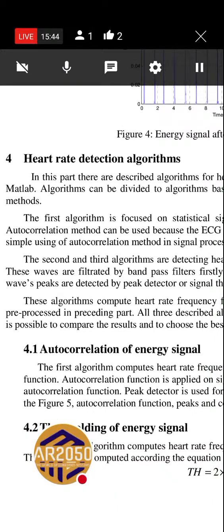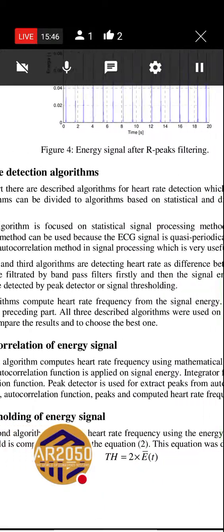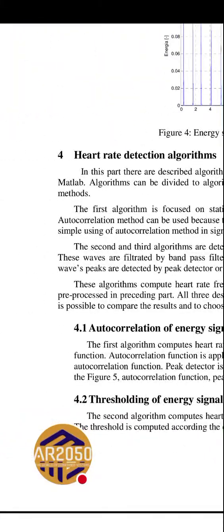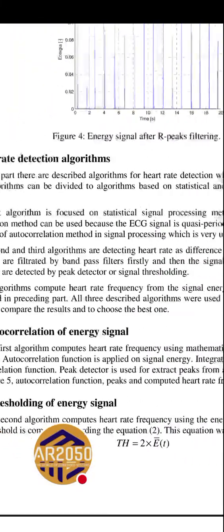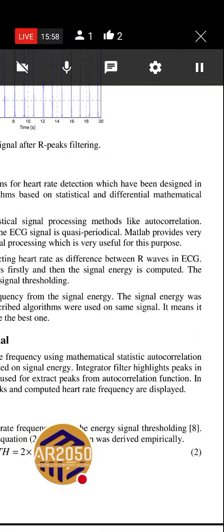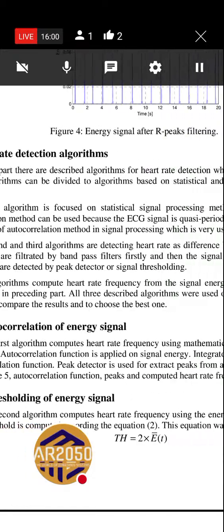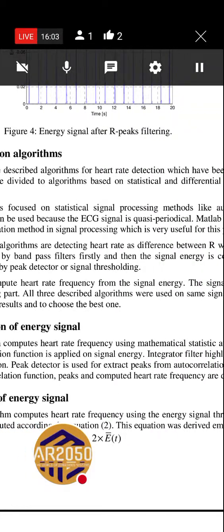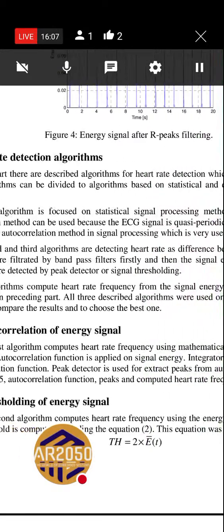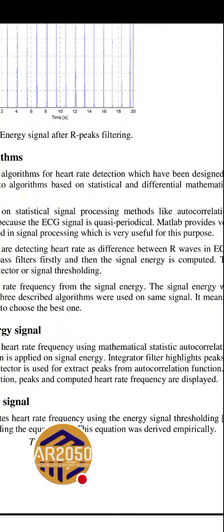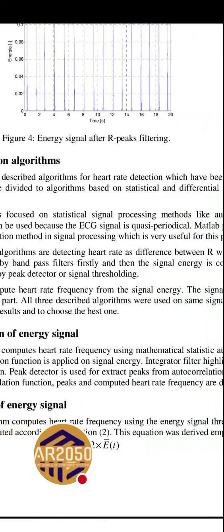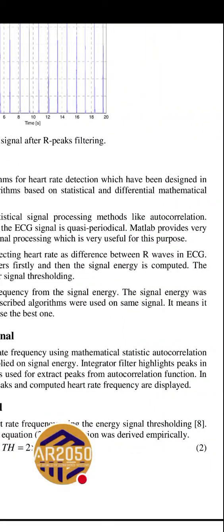Then they implemented a heart rate detection algorithm. In this part, algorithms for heart rate detection are described which have been designed in MATLAB. Algorithms can be divided into those based on statistical and differential mathematical methods. The first algorithm focuses on a statistical signal processing method like autocorrelation. The autocorrelation method can be used because the ECG signal is quasi-periodical. MATLAB provides very simple use of the autocorrelation method in signal processing, which is very useful for this purpose.